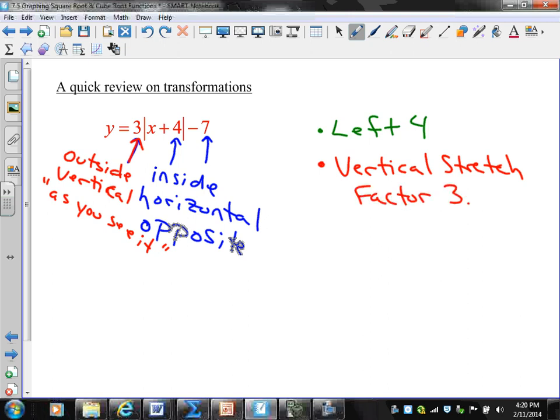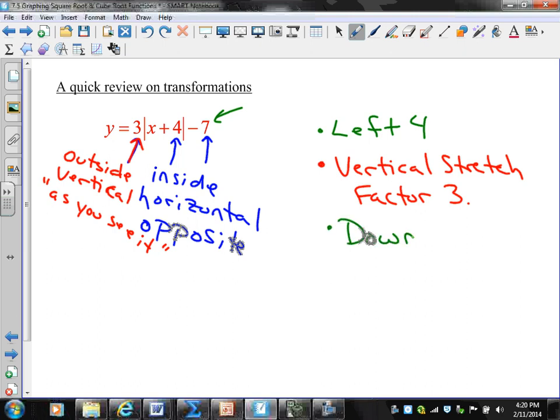As opposed to, if this was a fraction out here, like 1/3 out there, we'd have a vertical shrink factor of 1/3. Our factor is greater than 1, so it's actually going to be a stretch. Okay, last thing on our list here is this subtracting 7. Well, that's outside, it's vertical, it's as you see it. This is going to go down 7.